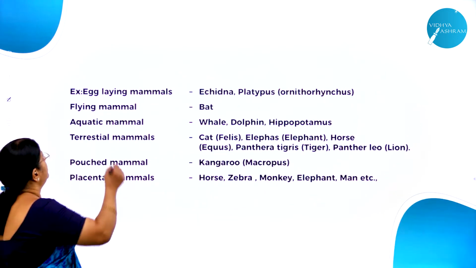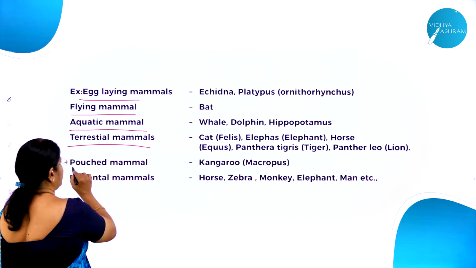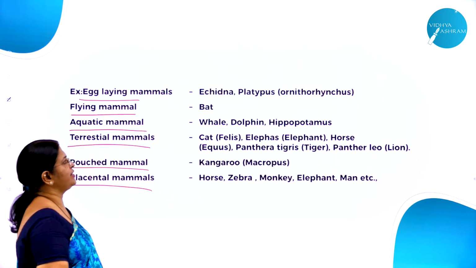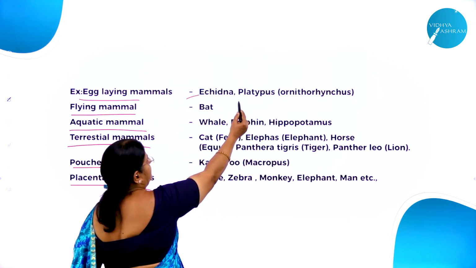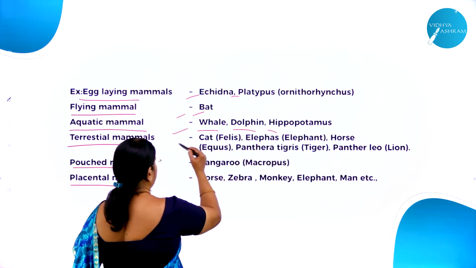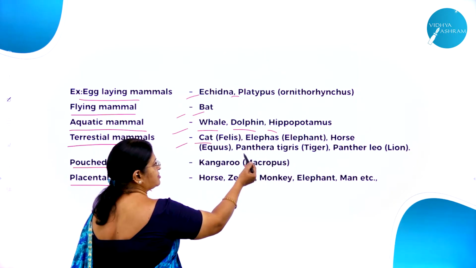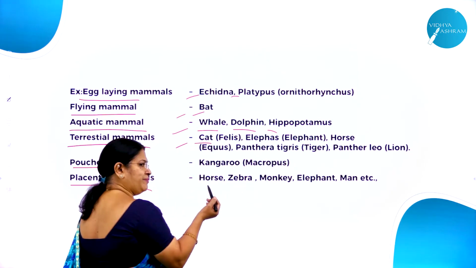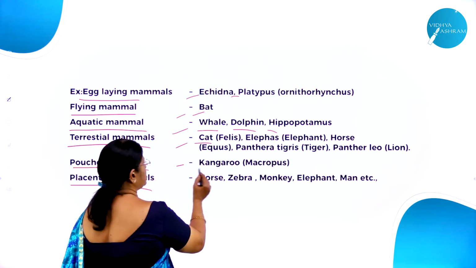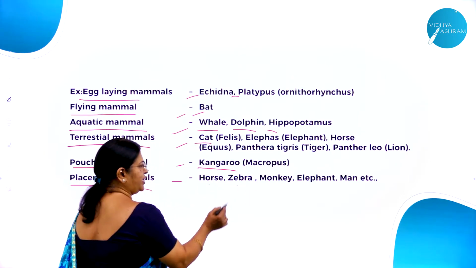So once again: egg-laying mammals, flying mammals, aquatic mammals, terrestrial mammals, pouched mammals and placental mammals. What are the examples for egg-laying mammals? Echidna, platypus. For flying mammal, bat. Aquatic mammal, whale, dolphin, hippopotamus. Terrestrial: cat, Elephas, that is elephant, horse, Panthera tigris, panther, and many more mammals you come across, they are on land. Pouched mammals, kangaroo. Then placental mammals: horse, zebra, monkey, elephant, man.